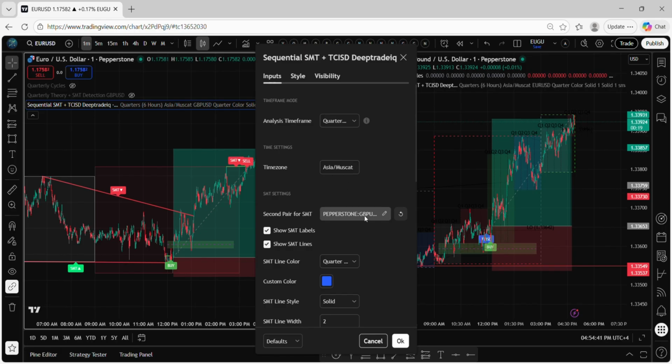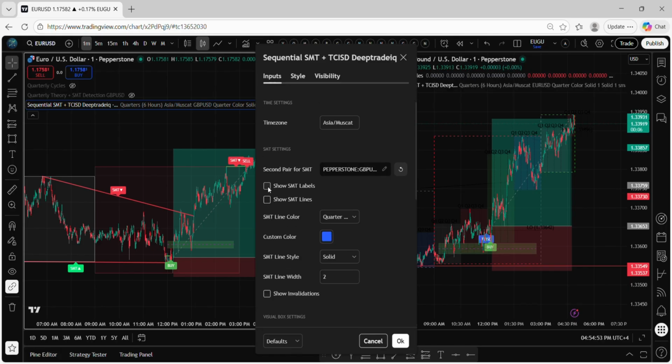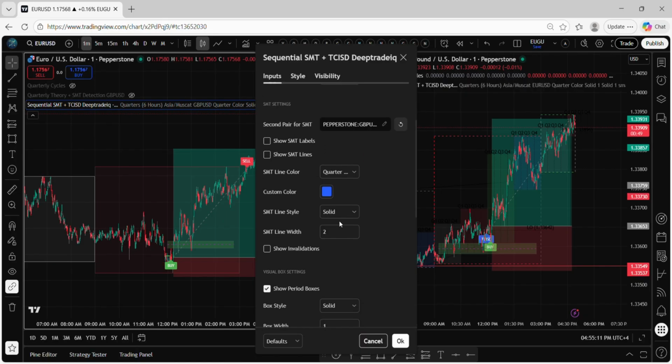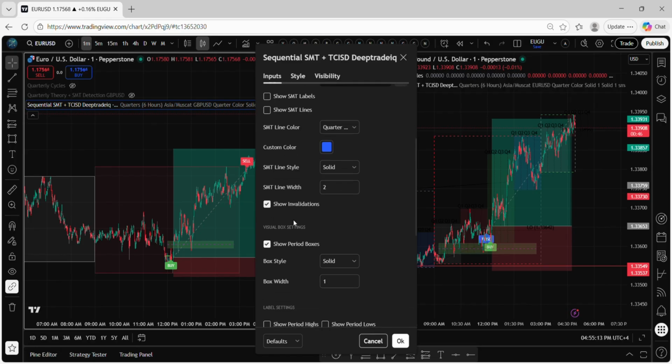Okay, in this setting I already told you about the correlated pair. If you want to see the labels and lines of SMT, you can check it. If you uncheck it, you only see the buy sell signals. But if you want to make sure that this indicator is working well or not, you can check it, but I will remove them. Okay, further, here is show invalidations.